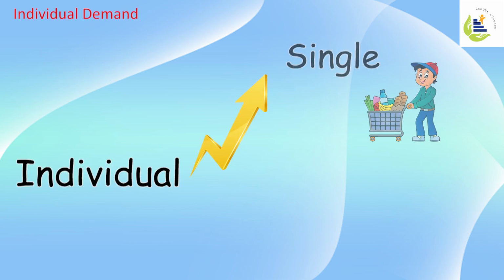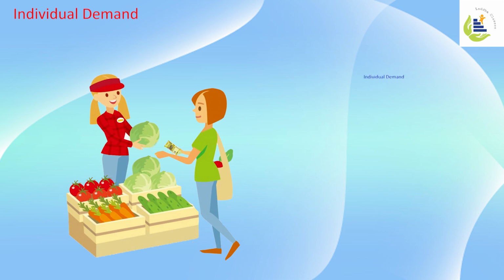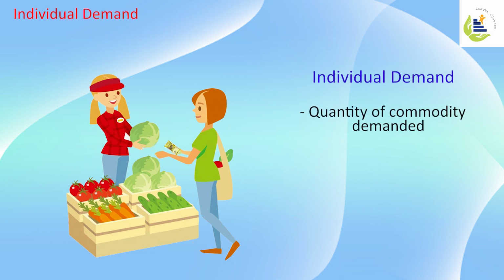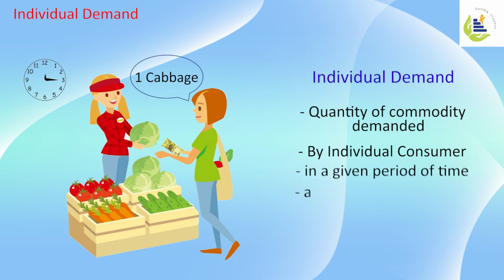As the name suggests, individual demand. What do you mean by individual demand? Very common. Individual is single. So, an individual demand is a demand created by an individual. Technically, individual demand is the quantity of a specific commodity demanded or purchased by an individual consumer in a given period of time at a specific price.